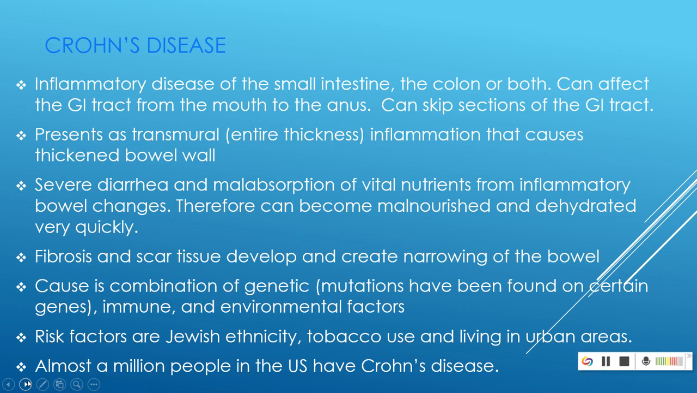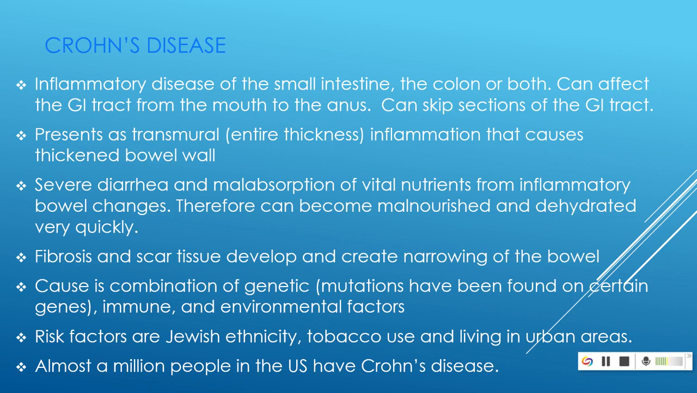But since this can happen in the small intestine, I'm going to have to worry about nutrition more for a Crohn's disease patient, because they're not going to be able to absorb their nutrients. So this presents as transmural. Transmural means entire thickness. Inflammation that causes a thickened bowel wall. Severe diarrhea and malabsorption of vital nutrients from inflammatory bowel changes. Therefore they can become malnourished and dehydrated very quickly. Fibrosis and scar tissue develop and create narrowing of the bowel. So again, we've got a mechanical obstruction that can happen.